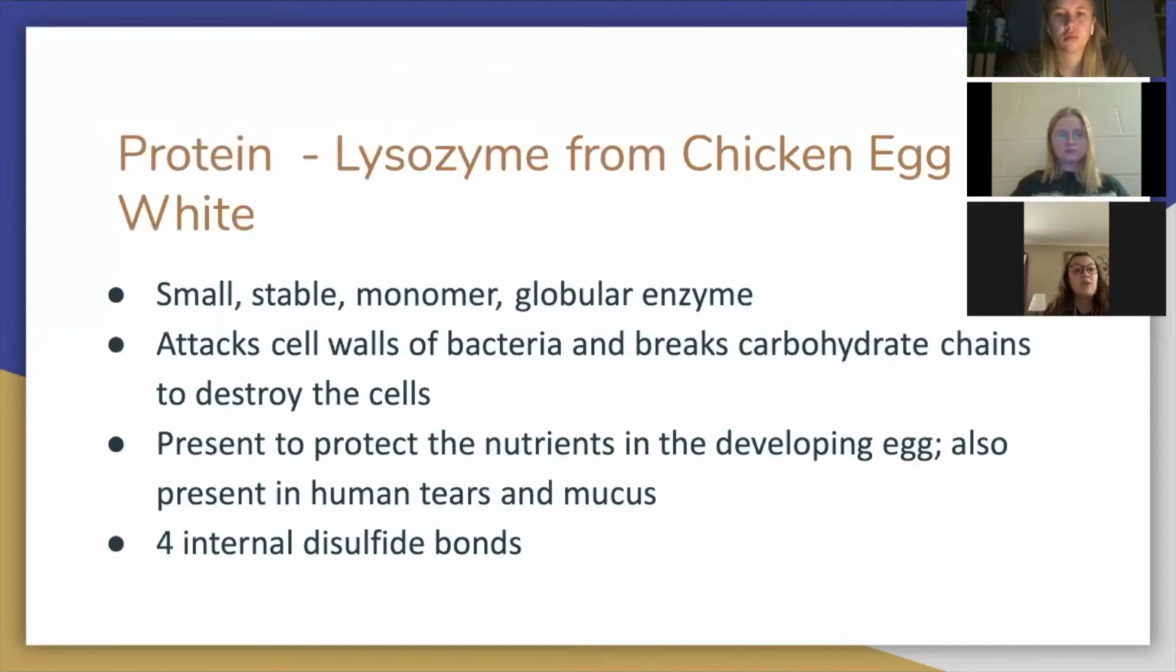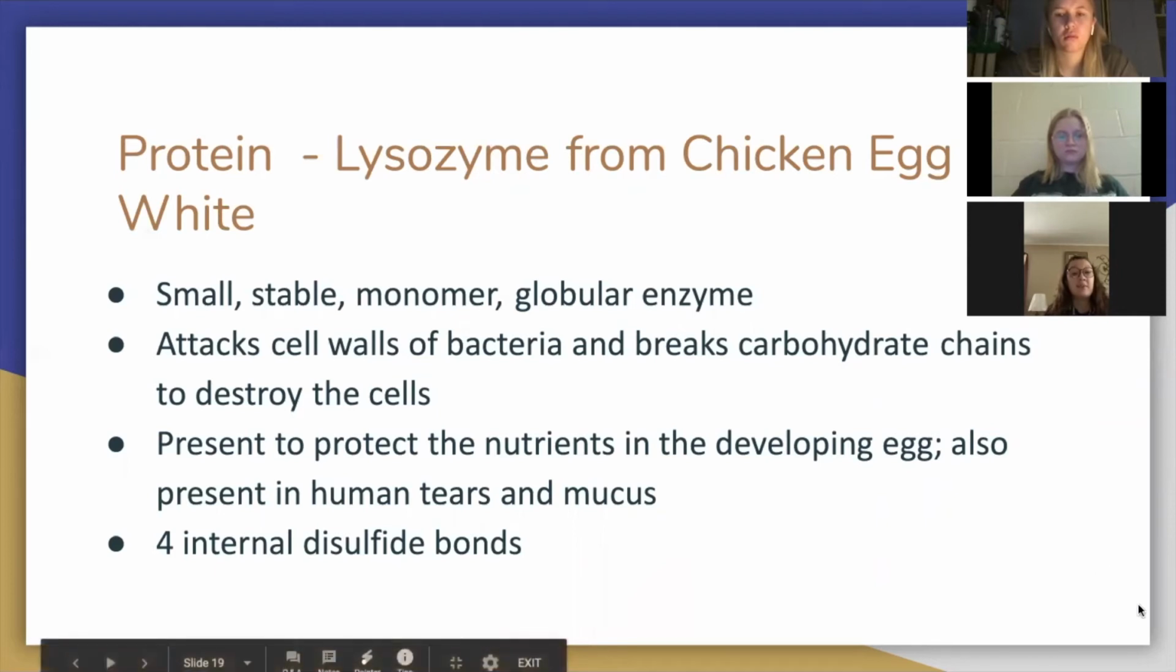The protein that was used to do this experiment was lysozyme from chicken egg white. It is a globular enzyme and it is small and stable. It attacks the cell walls of bacteria to break down carbohydrate chains and destroy the cell. It also has internal disulfide bonds and is present to protect the nutrients from the developing egg of a chick.